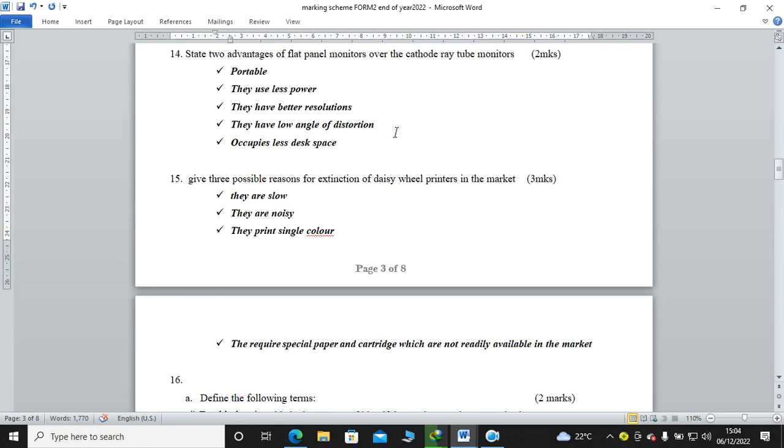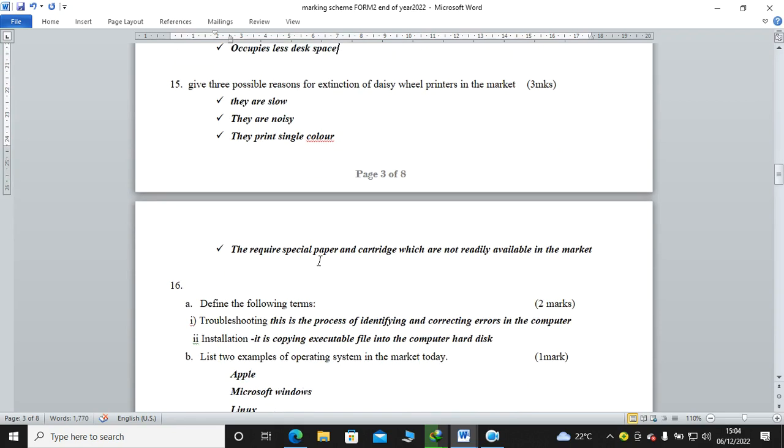extinction of daisy wheel in the market. Extinction here means going away, running out of the market, or probably the manufacturer failing to produce more, stopping production. Why do you think these guys decided to not produce daisy wheel anymore? So they are slow, they are noisy, they print a single color, they require special paper and cartridges which are not readily available in the market.